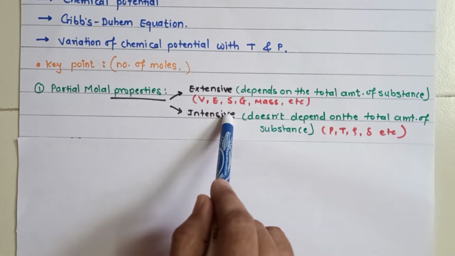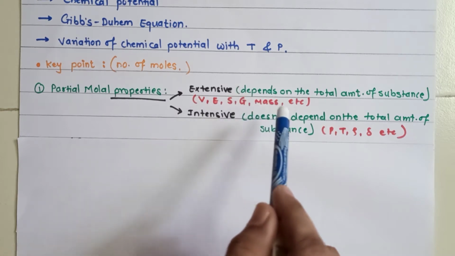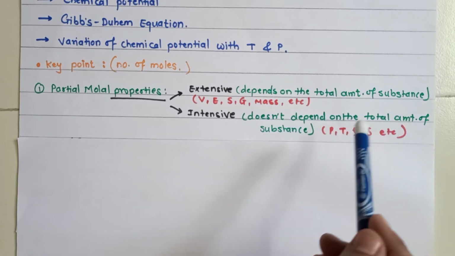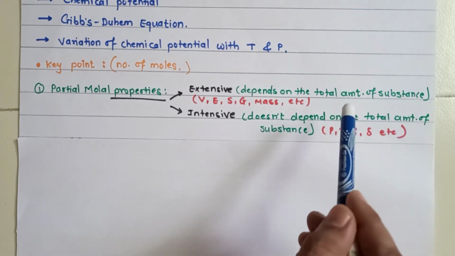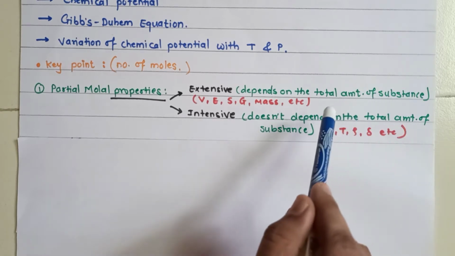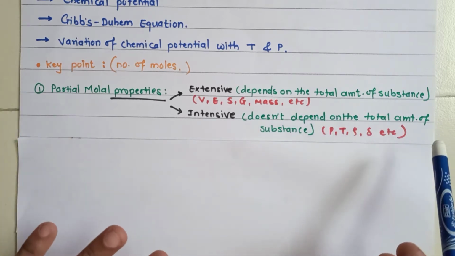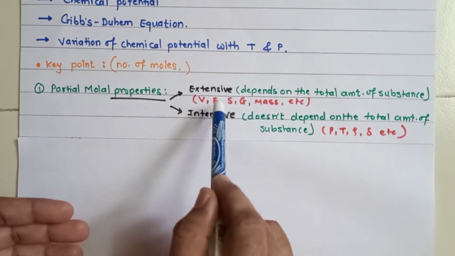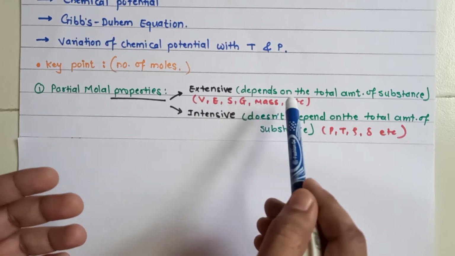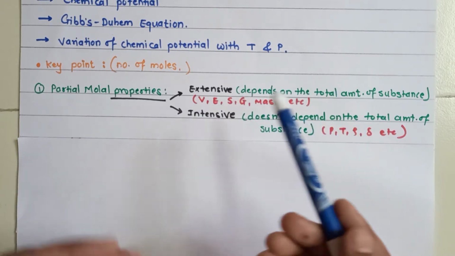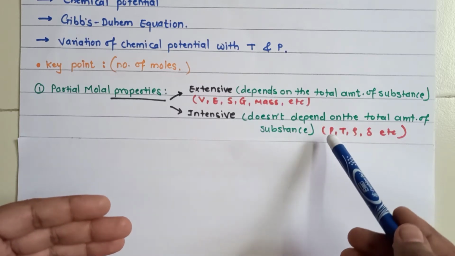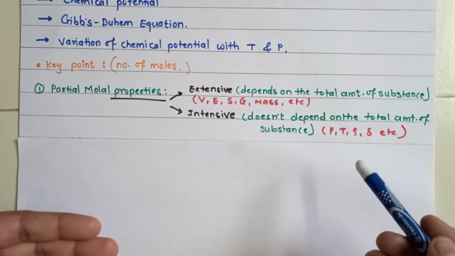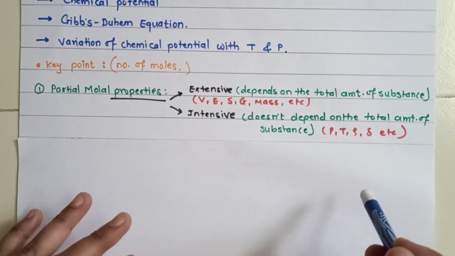Whereas intensive properties का मतलब यहाँ पर क्या है, it is a property which doesn't depend on the total amount of substance, or the total amount of different constituents present in the system, means total mass, तो उसके ऊपर डिपेंड नहीं करता है, तो उसे हम लोग यहाँ पर बोलते हैं इंटेंसिव प्रॉपर्टी. So extensive properties include volume, energy, enthalpy, entropy, Gibbs free energy, mass. Whereas intensive properties include pressure, temperature, refractive index, surface tension and density. These are all intensive properties.